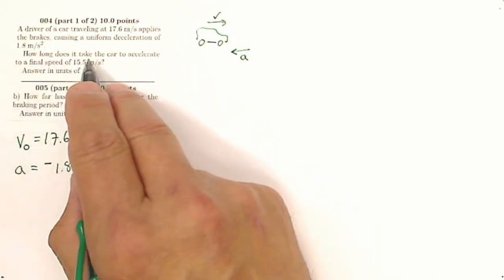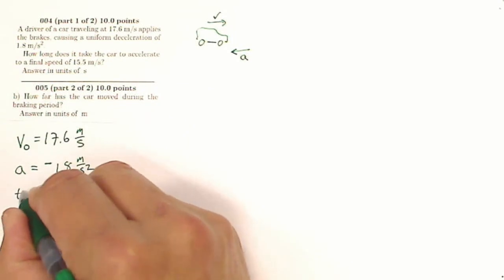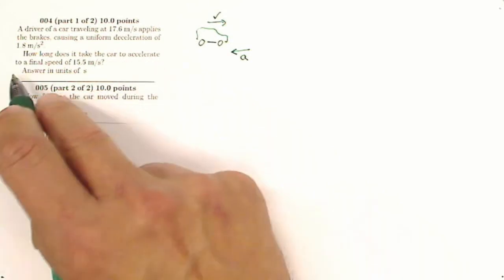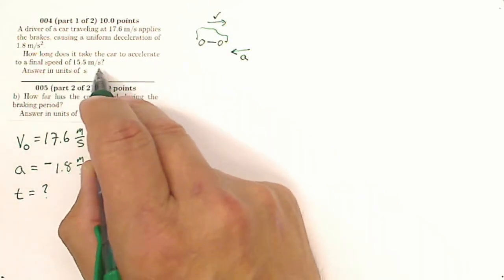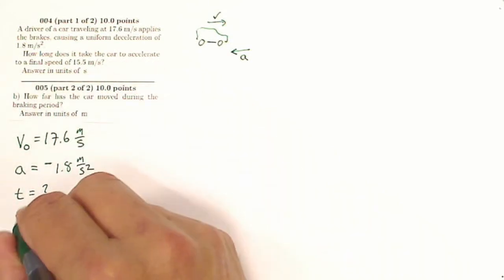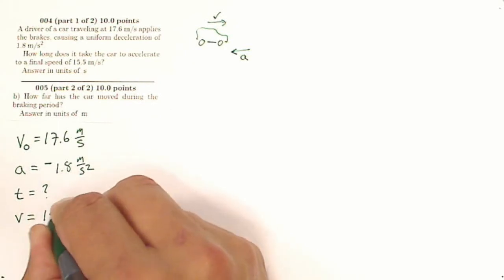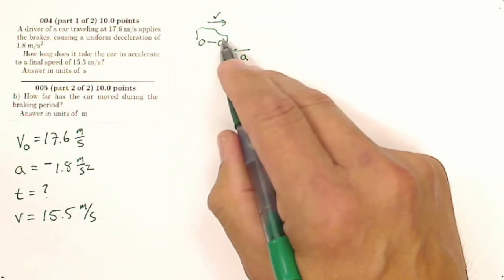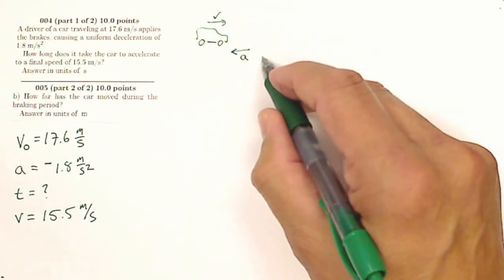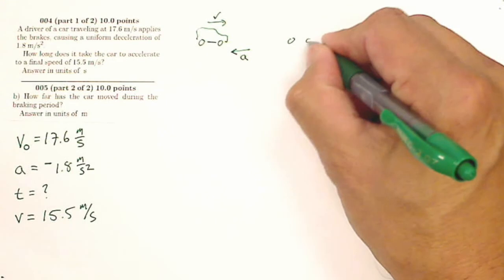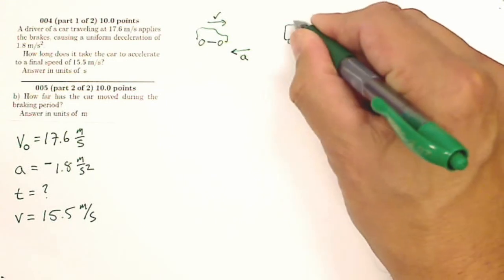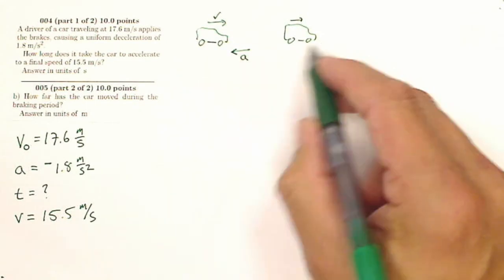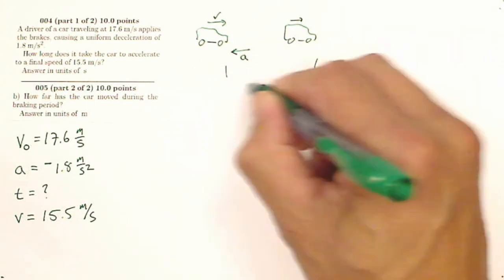How long does it take? That's time. Time equals question mark. How long does it take the car to accelerate to a final speed of 15.5 meters per second? So my final speed is going to be 15.5 meters per second. So it's traveling along at a quick velocity. Sometime after the acceleration, it's got a new velocity, and that new velocity is less than the initial velocity. So it's slowing down. How far does it travel is what I'm looking for, is how far it goes.